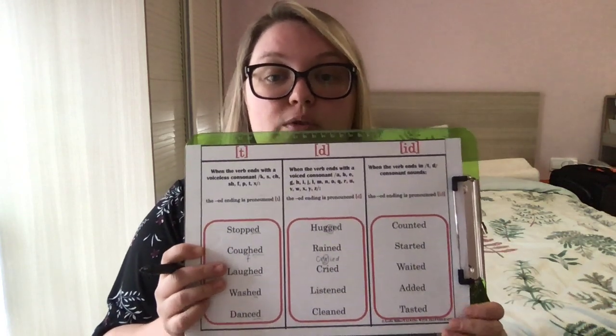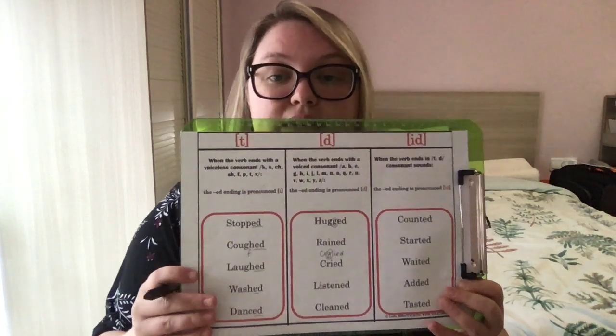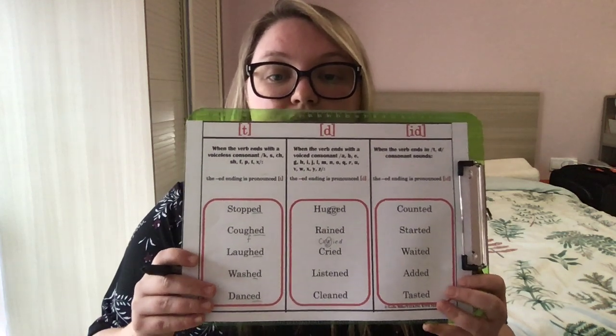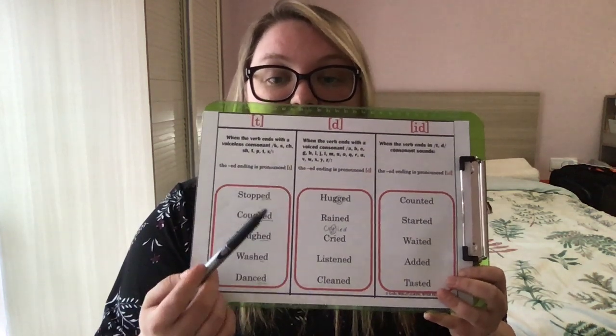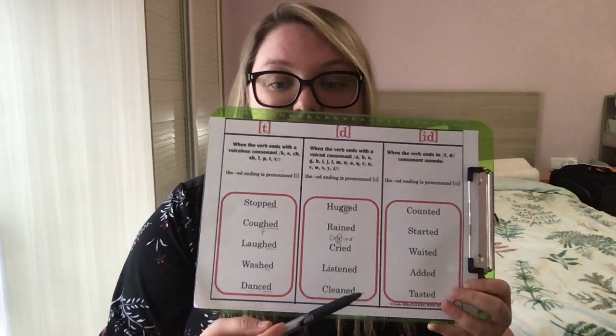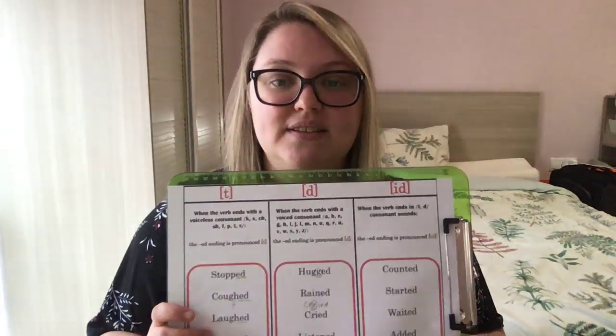And this is when the verb ends in T or D. So, counted, the T there, counted, started, waited, added, tasted. So the D and the T make an id sound, okay? There will be a video after this one to explain more with many examples, okay? Pay very good attention.